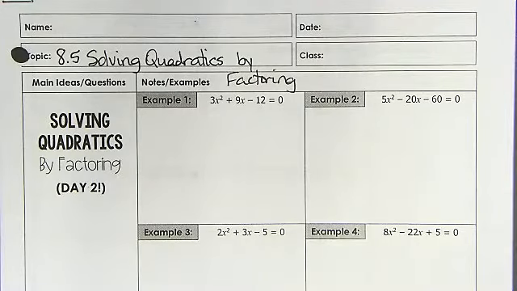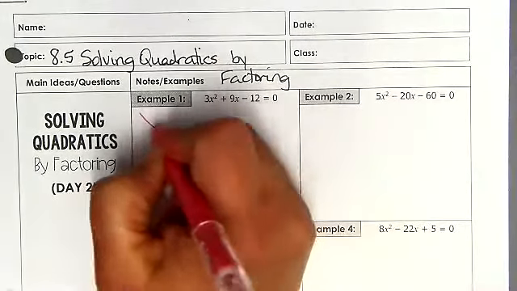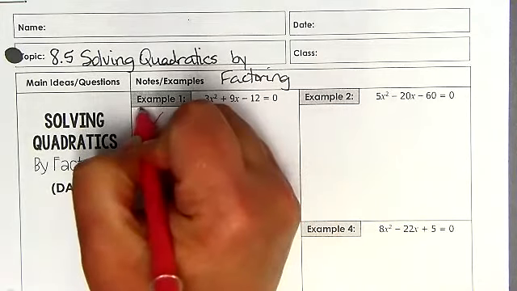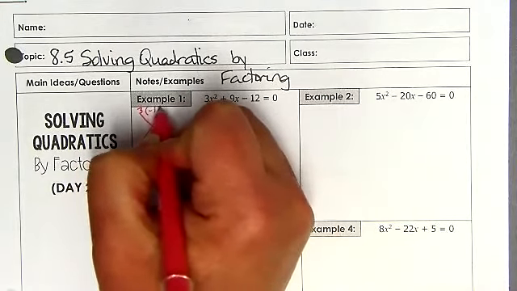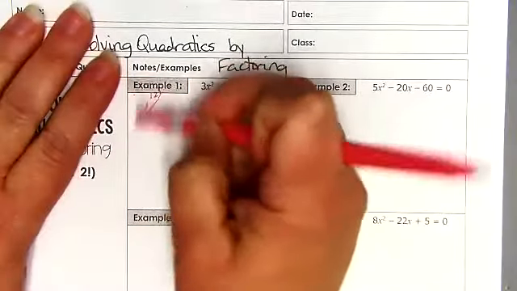Okay, here's our day 2 where we're doing more complicated factoring with the solving quadratics. So here we go. Here's our examples. You do the same thing. I'm doing the product sum box. So I have 3 times the negative 12. So that's going to give me negative 36. It's bigger.